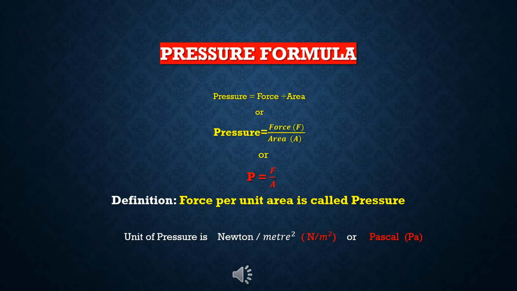So, we can define pressure from this formula. Force per unit area is called pressure. Pressure is defined as force per unit area. And the unit of pressure is, we know the unit of force is Newton and the unit of area is meter square. So the unit of pressure is Newton per meter square, or in another way we can say it is pascals. So the unit of pressure is Newton per meter square or pascals.